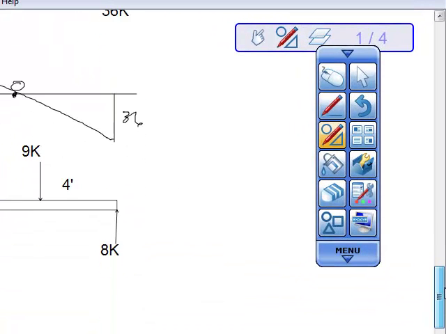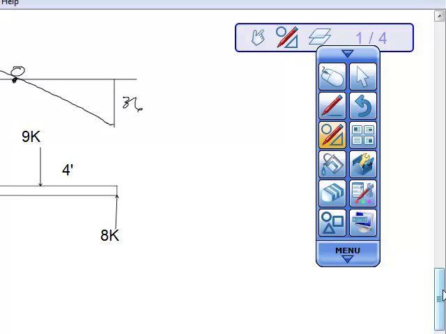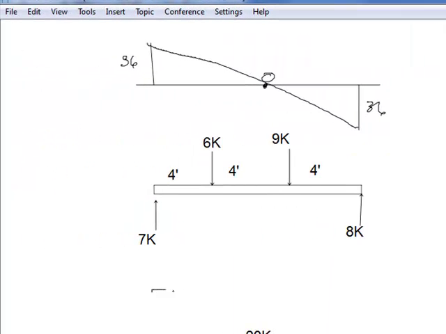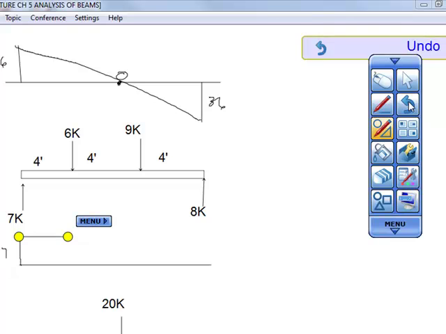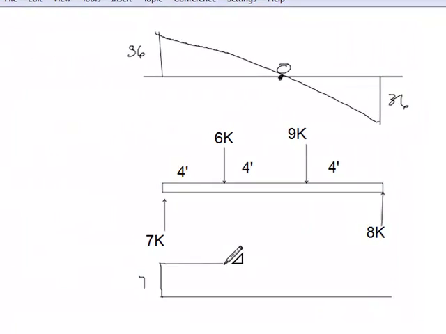So the next one you have, you got several different loads on there. I should have had more space between these. But, so you're going to draw your line, or your graphical representation. You're going to go up 7. Then you're going to go over 4. This one doesn't have a concentrated load. But then you're going to go, oops. Then you're going to go down 6.